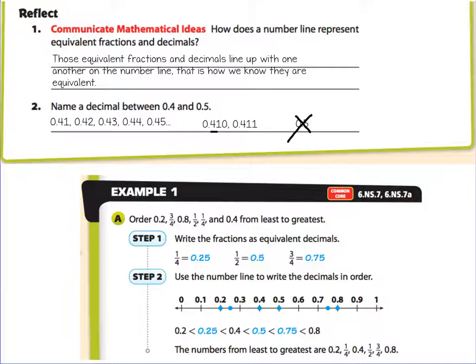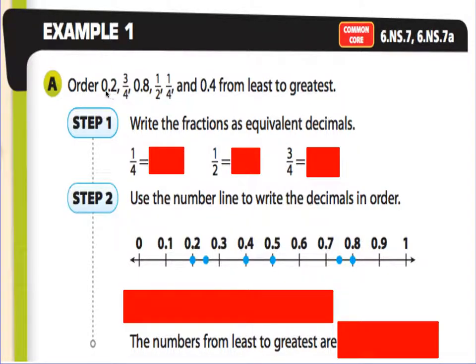All right, so moving right along to example 1. Here I want to order these different numbers: 2/10, 3/4, 8/10, 1/2, 1/4, and 0 and 4/10. But now here's the thing, they're all different, and I don't have a number line. So when we talk about comparing, we want to compare apples to apples. So we have two options. In example 1, we're going to change all of our fractions to decimals.